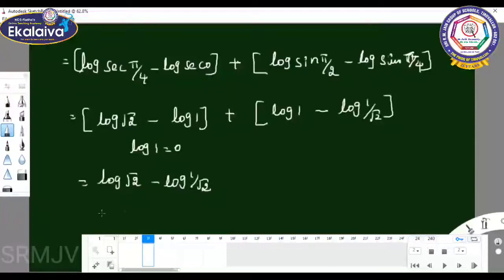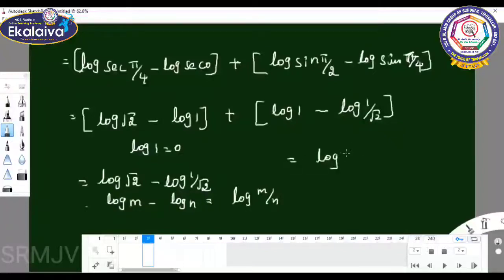So see here, log of root 2, log m plus log n, log m minus log n equal to what? You can apply the logarithmic formula: log m minus log n equals log of m by n.